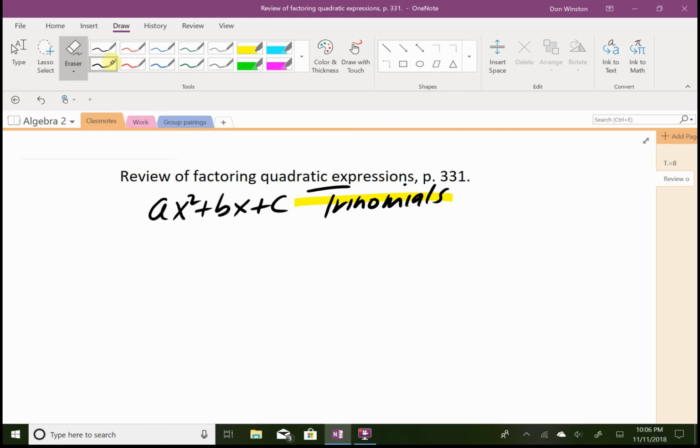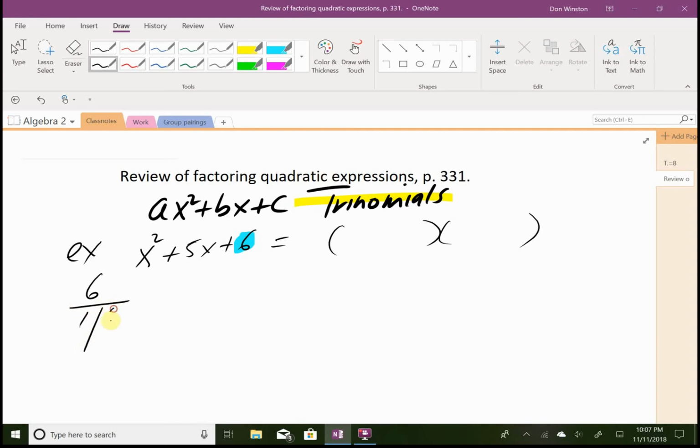So the first example that I have is, let's say here I have a trinomial, x squared plus 5x plus 6. And I want to factor that as a product of two binomials. So what do we do? Well, first, you start with the c term, and you find all the factors of the c term. So 1 and 6, and 2 and 3. So we want to find factors of the c term that gives us the middle term, or 5.